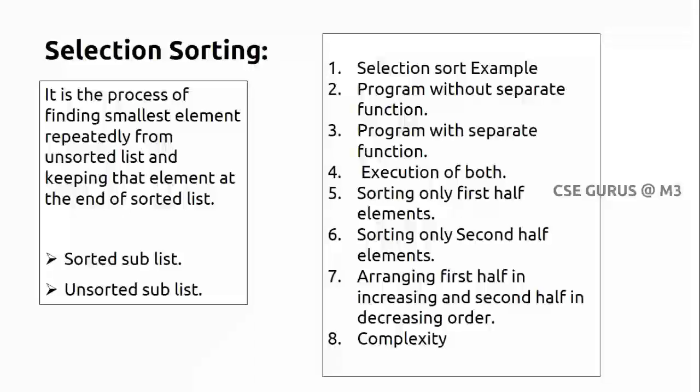I'll show you. Sorting only the first half of elements, if you want to sort only half of the elements, how to do it? Sorting only the second half of elements, what minor changes do I need to make? And some questions will be asked, like arranging only the first half of elements in increasing and the second half of elements in decreasing order, how to do it? And finally analysis, that is the complexity of selection sort. So these are the things we'll see now.